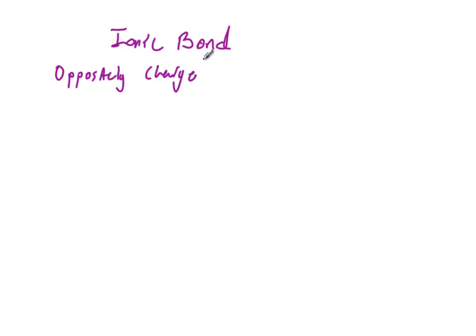Let's take a look at ionic bonds. An ionic bond is just like any other bond. A bond is an attractive force that holds things together. Well, an ionic bond holds ions together. And here's what you've got to keep in mind when you're doing anything with ionic bonds: oppositely charged ions attract. Just like all opposite charges attract, oppositely charged ions attract.